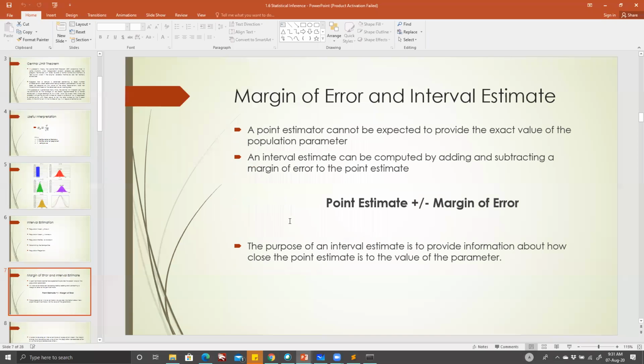A point estimator cannot be expected to provide the exact value of the population parameter, because again, you just took a sample. So how can you get the exact population parameter? An interval estimate can be computed by adding and subtracting a margin of error. Now the purpose of an interval estimate is to provide information about how close the point estimate is to the actual value of the population parameter. Okay, let's see how we can do it.